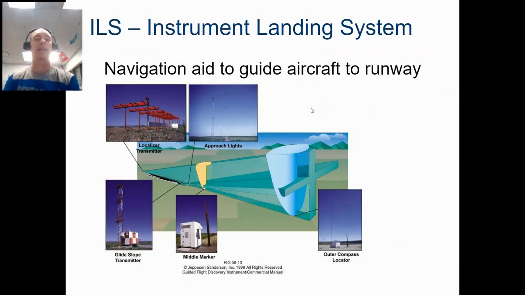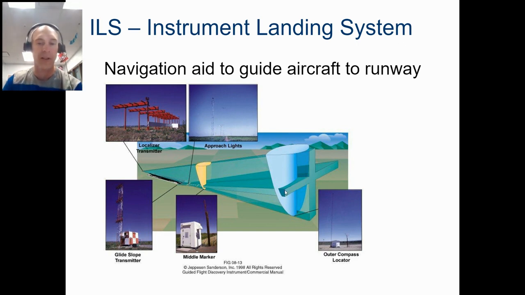So, an instrument landing system is just a navigational aid to guide the aircraft to the runway. It uses these transmitters. It also uses some approach lights. And so you have these things called VASI lights that will light up and give you indication. But essentially, our goal is to line up. You can see this big green cross. Our goal is to stay sort of in the middle of this. And that's what this instrument landing system will help us to do.